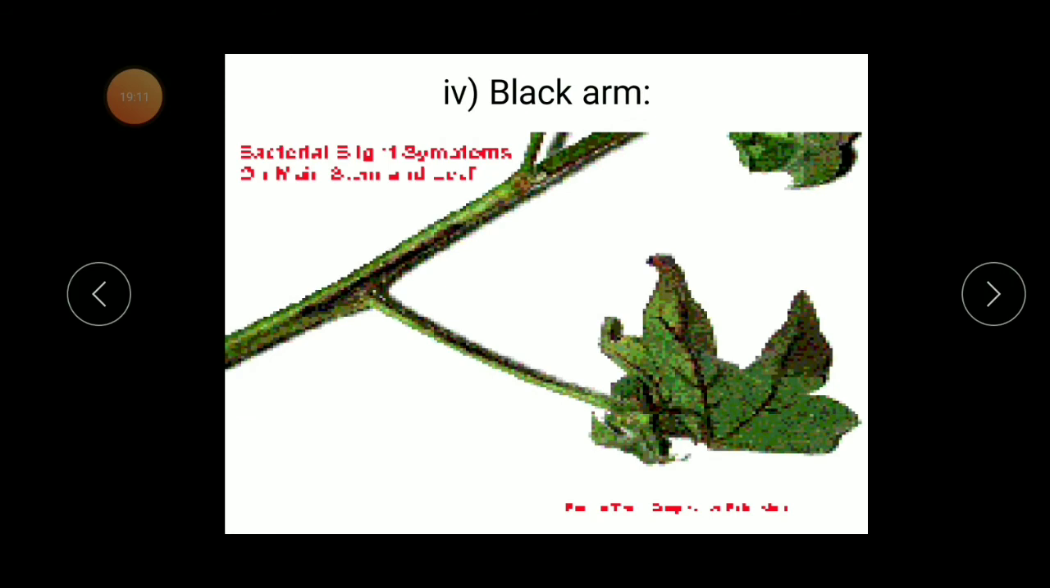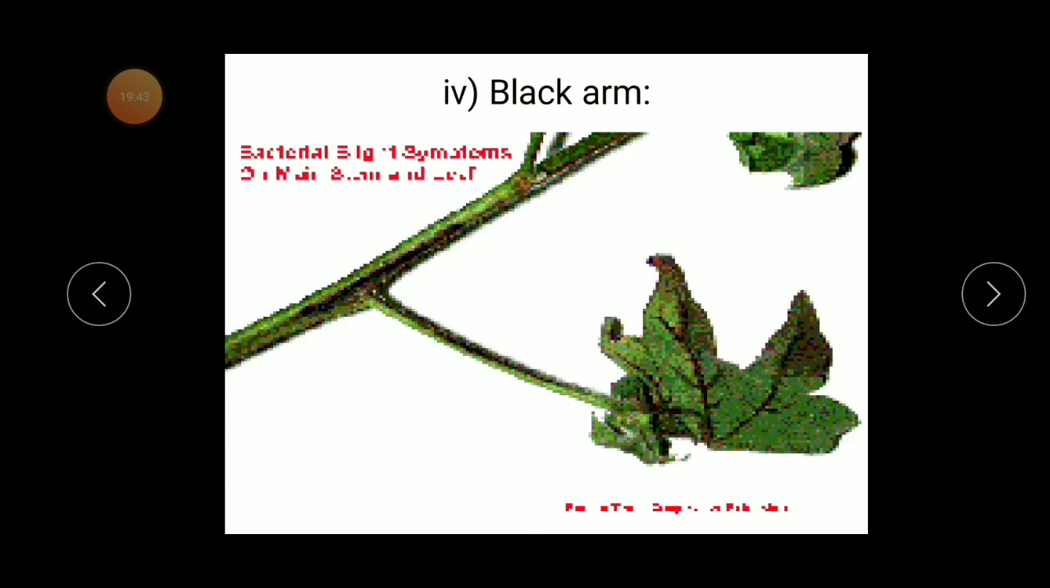Next one is black arm. As you can see in this image, why is it called black arm? On the stem and fruiting branches, dark brown to black lesions are formed, which may girdle the stem and branches to cause premature dropping of the leaf. Cracking of the stem and gummosis result in breaking of the stem, which hangs typically as a dry black twig to give a characteristic black arm symptom.